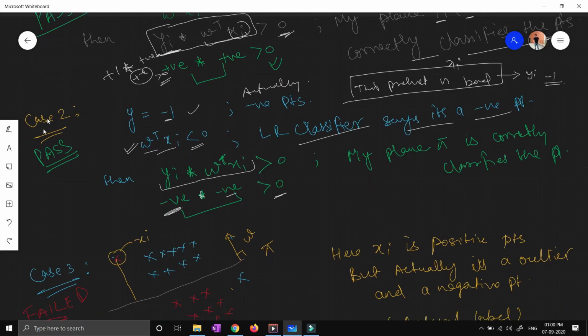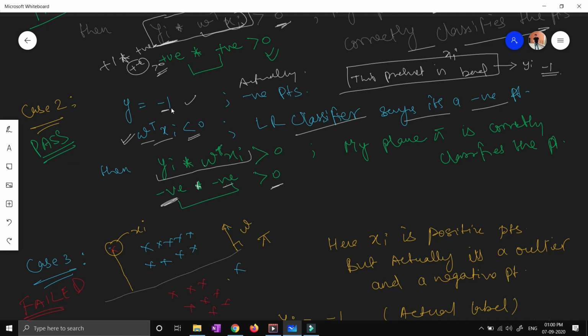Now case 2: if actually it's a negative review or a negative class, and my classifier also says that it's a negative review or a negative point, w transpose xi less than 0, then I'll calculate this particular term yi into w transpose xi, which is greater than 0. Why is it greater than 0? Because negative into negative will be positive, so it will always be greater than 0. So how is w transpose xi negative?